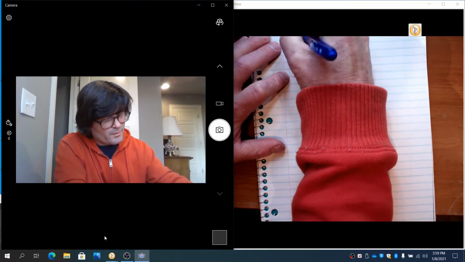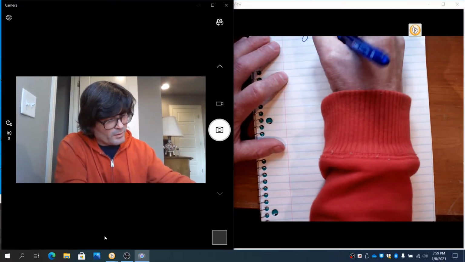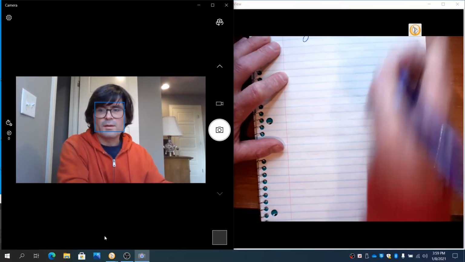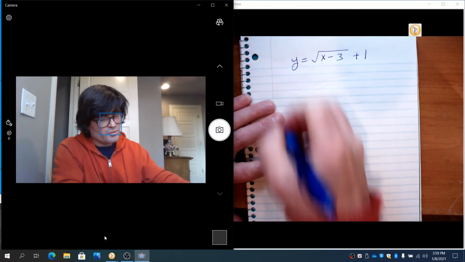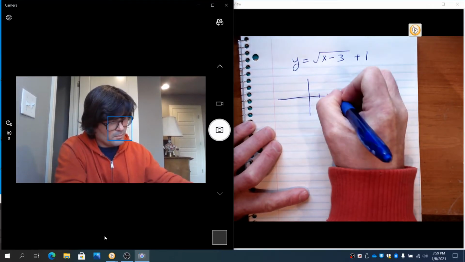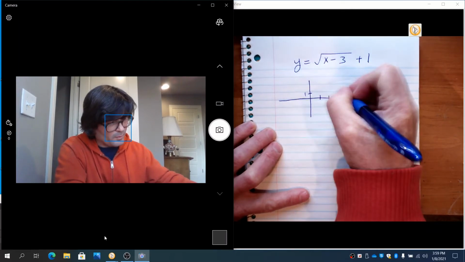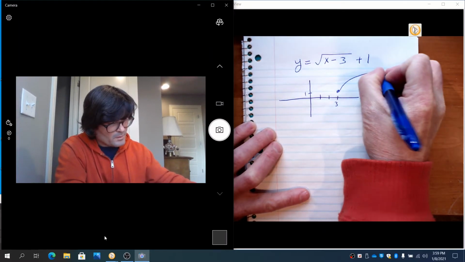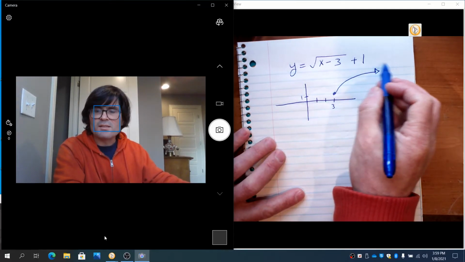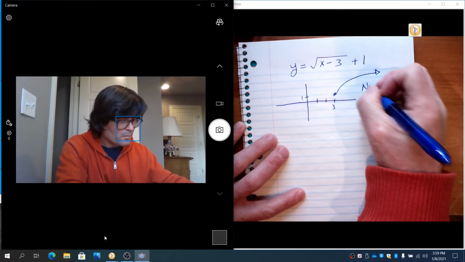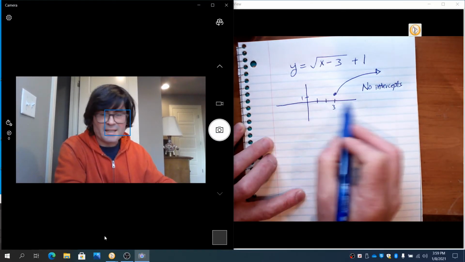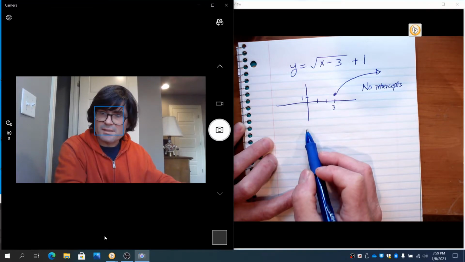So let's take another graph here. We'll do y equals the square root of x minus 3 plus 1. Let's just draw that on the page real quick. So we're going right 3 and up 1. So that graph is completely away from all the axes. It starts right here, it goes away. And so this graph has no intercepts. That means it does not cross the x-axis. It does not ever cross the y-axis.